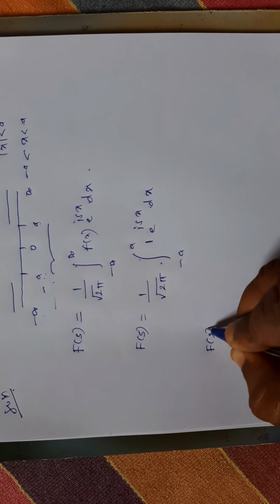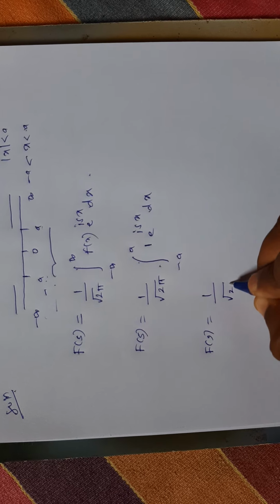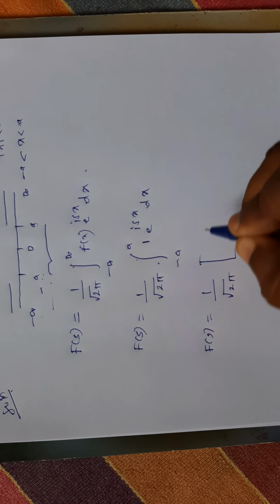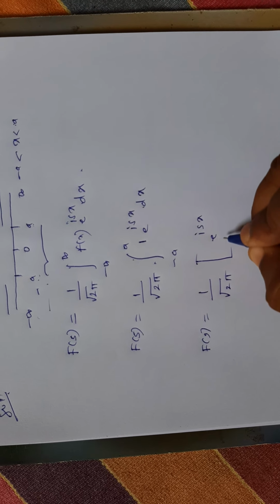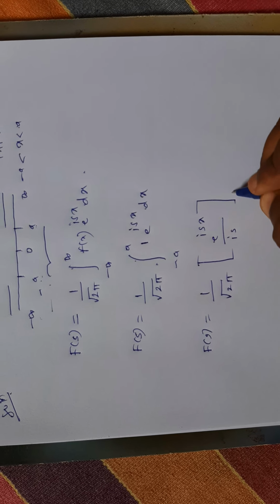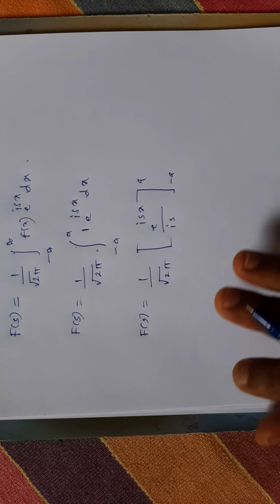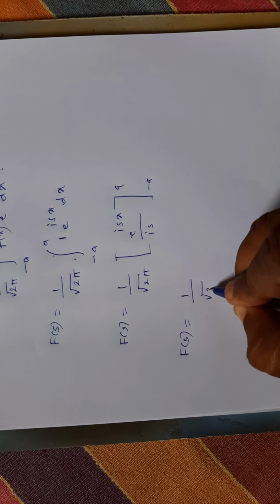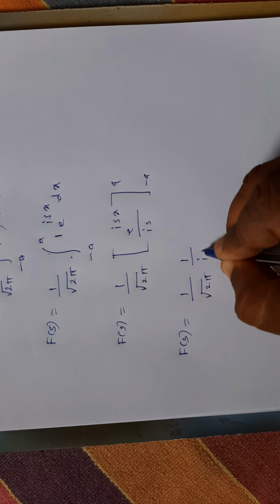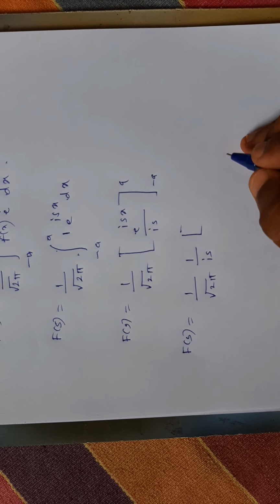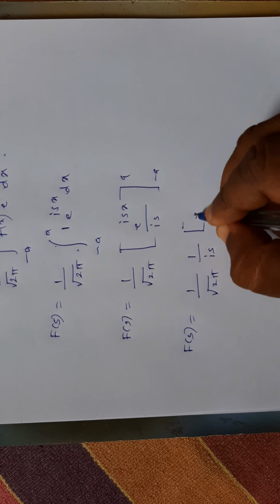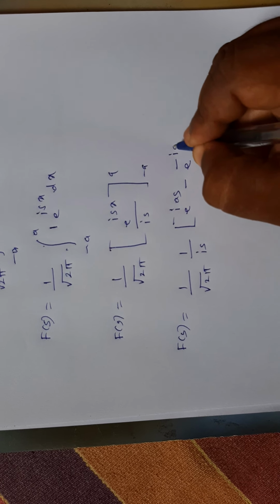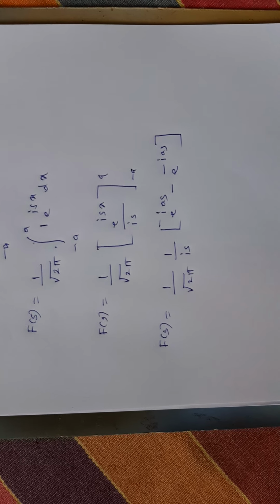Therefore F(s) is equal to 1 upon square root of 2 pi. The integration of e^(isx) is e^(isx) divided by i s, between the limits minus a to plus a. F(s) is equal to 1 upon square root of 2 pi, I will write as it is, into 1 upon i s, I will write as it is. Now I will put the upper as well as lower limit. So upper limit is a, it becomes e^(ias) minus e^(-ias). So this is the required answer.